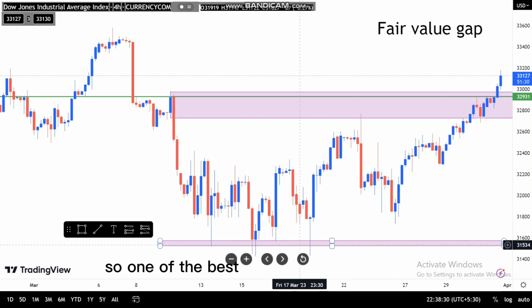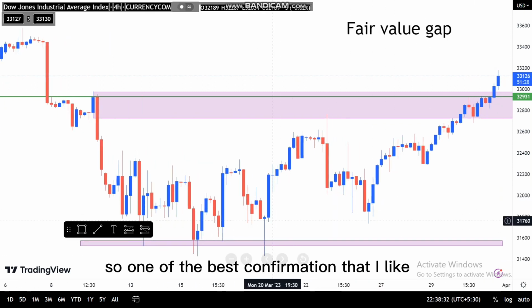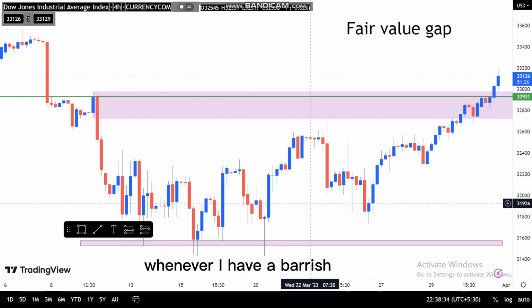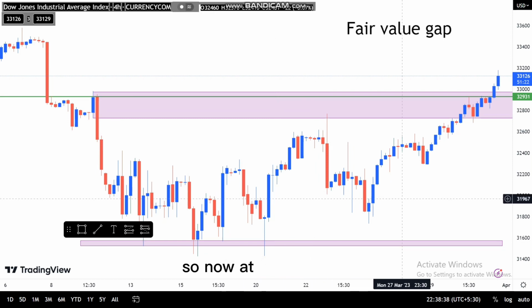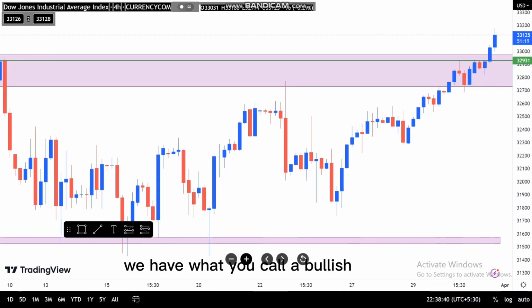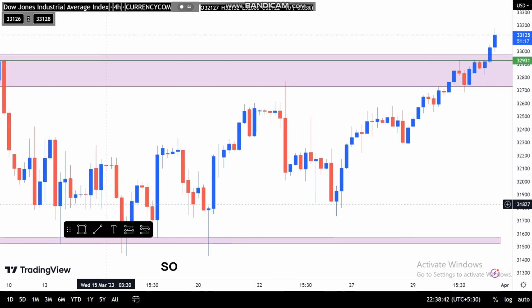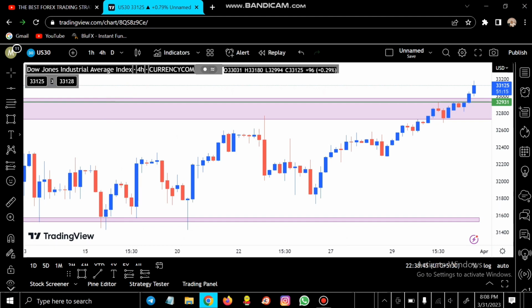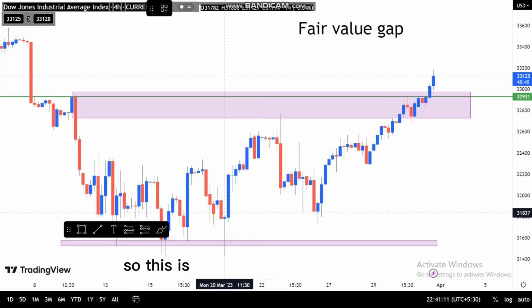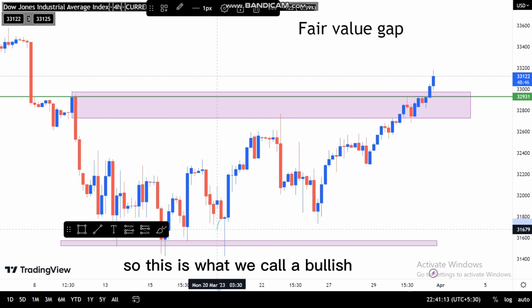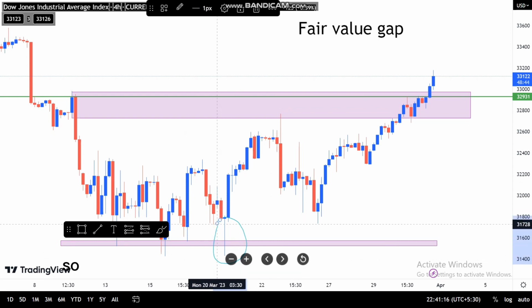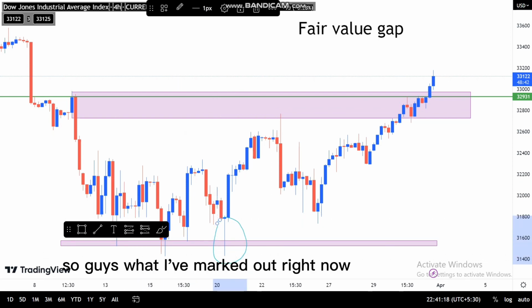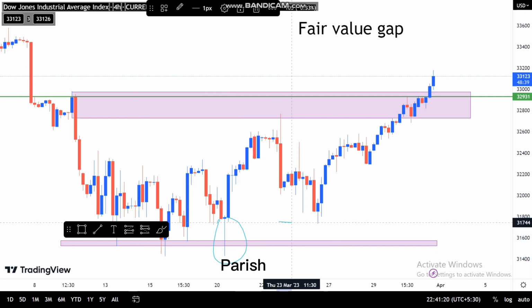One of the best confirmations that I like is whenever I have a bearish pin bar or a bullish pin bar. So now at this moment we have what we call a bullish pin bar. You can see this candle right here. Let me mark it out for you so that you can see it, guys. So this is what we call a bullish pin bar. So guys, what I've marked out right now is what we call a bearish pin bar. That is our bearish pin bar.